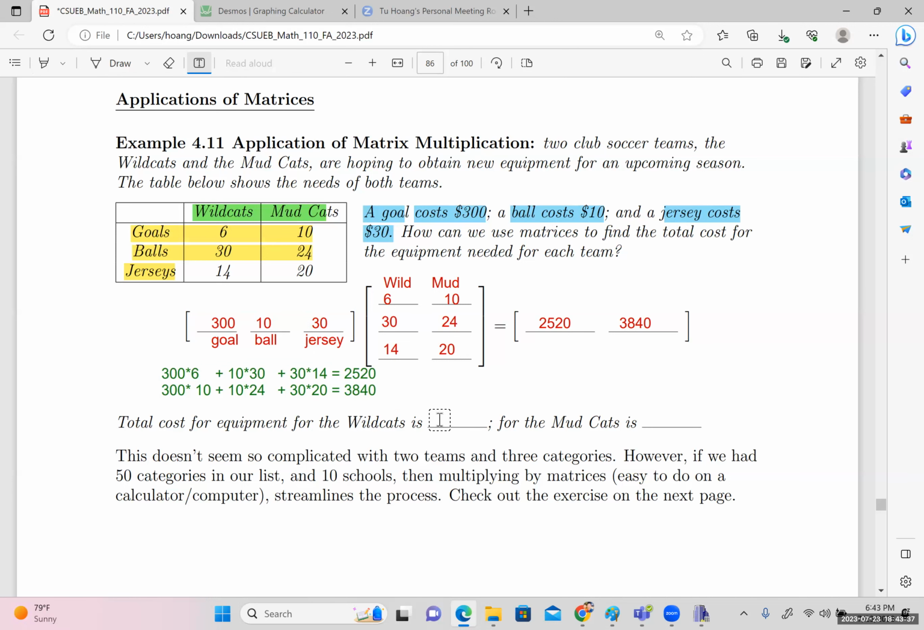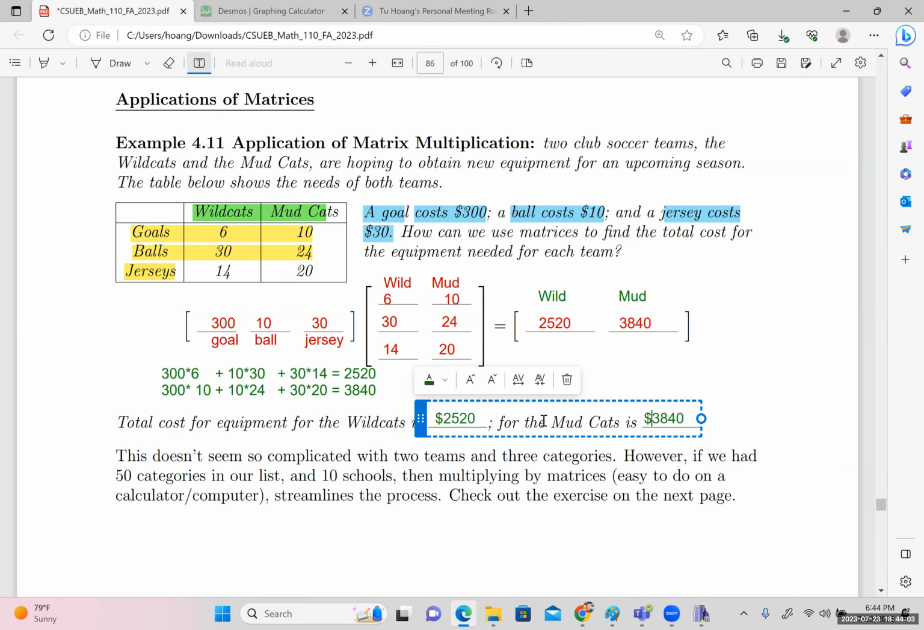So the total cost for equipment for the wheel card, this is wheel, this is mud, is 2520. And for the mud card is 3840. All right.